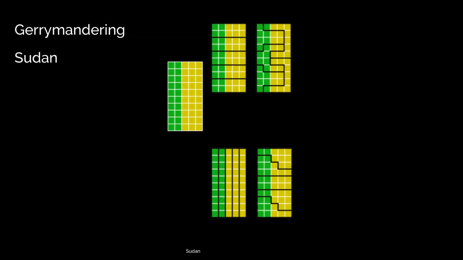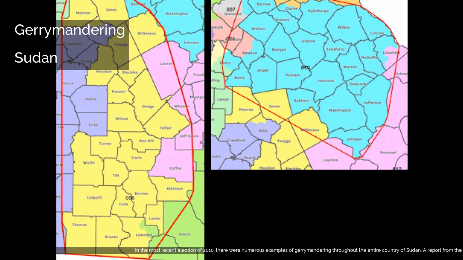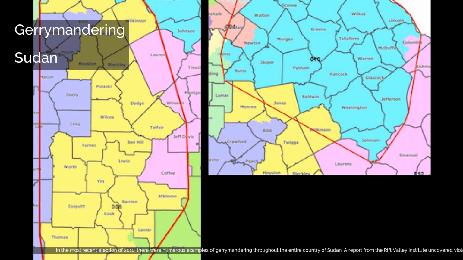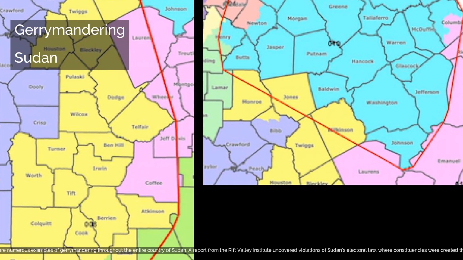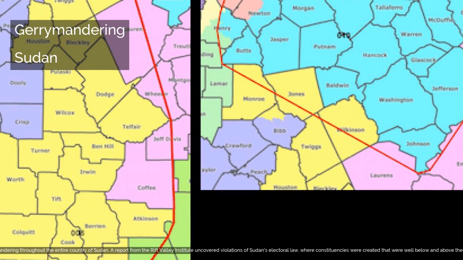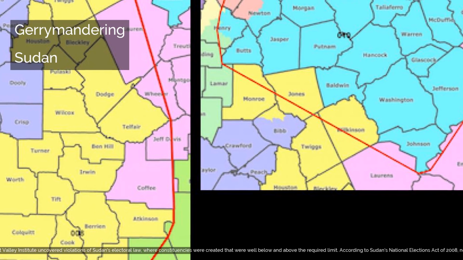Sudan. In the most recent election of 2010, there were numerous examples of gerrymandering throughout the entire country of Sudan. A report from the Rift Valley Institute uncovered violations of Sudan's electoral law, where constituencies were created that were well below and above the required limit.